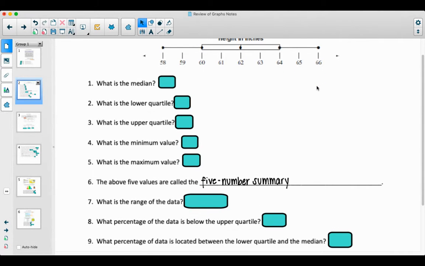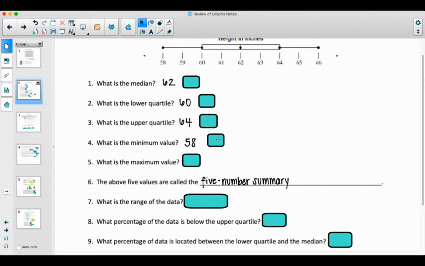So let's try some of these problems. On problem number 1, what is the median? Hopefully you got an answer of 62. What is the lower quartile? Hopefully you got an answer of 60. What is the upper quartile? The answer to that is 64. What is the min value? That'd be 58. What is the max value?